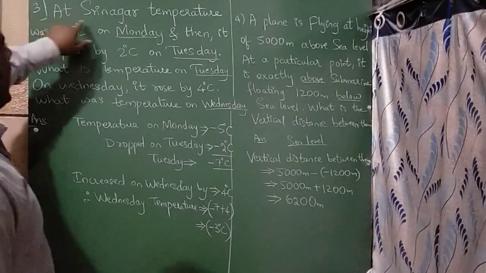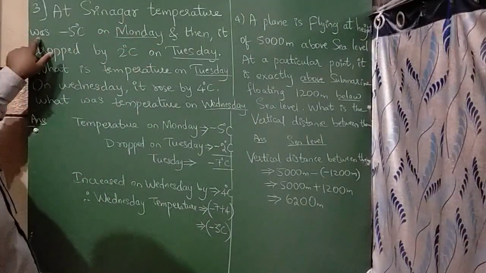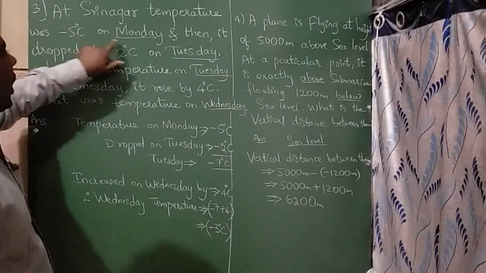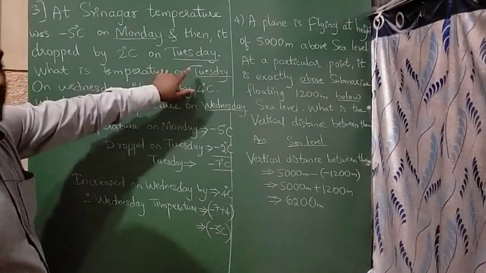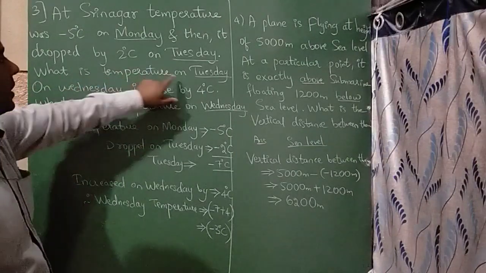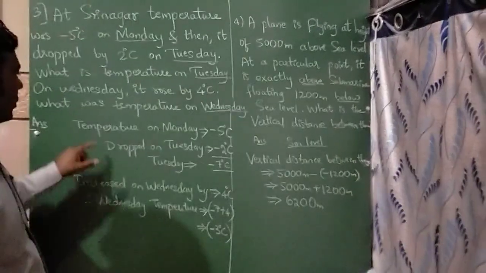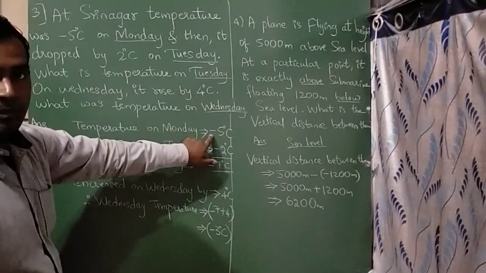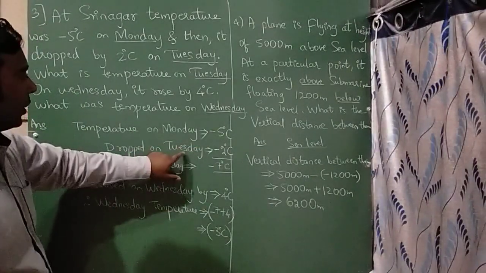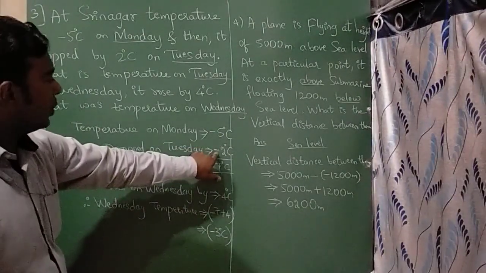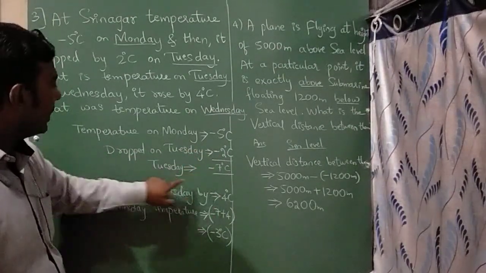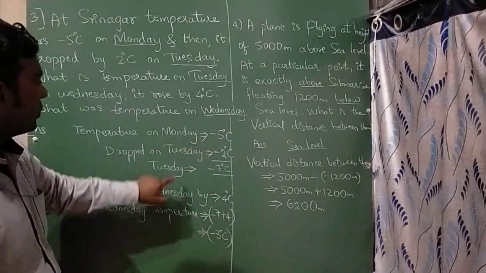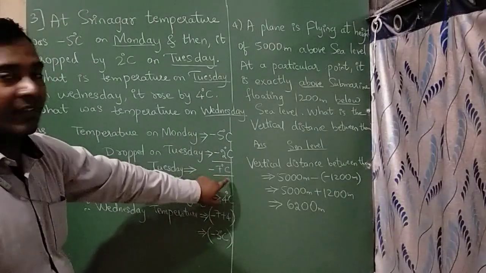Now third question is, at Srinagar temperature was minus 5 degree on Monday and then it dropped by 2 degree on Tuesday. Now what is the temperature on Tuesday? Fine. So here temperature on Monday was minus 5 degree, dropped on Tuesday, that is also minus 2 degree. So minus 5 minus 2 will become minus 7 degree. So what is the temperature on Tuesday? So Tuesday it is minus 7 degree.